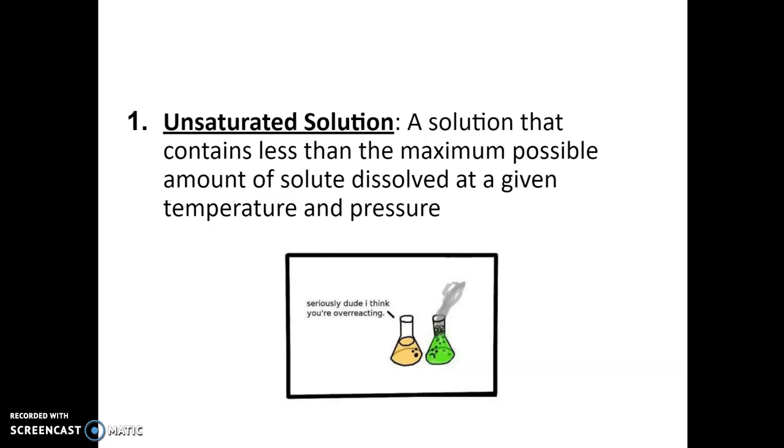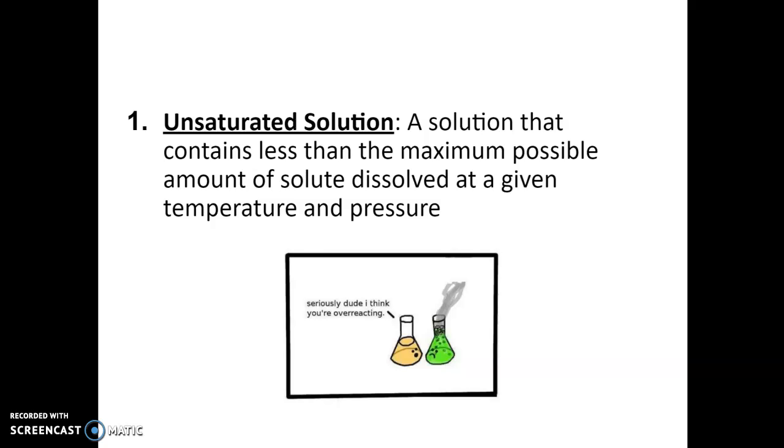So suspensions and colloids are not solutions. So let's talk about the types of solutions that we have. So the first type that we're going to talk about is an unsaturated solution. An unsaturated solution is any solution that contains less than the maximum possible amount of solute dissolved at any given temperature and pressure. What that means is if you pour lemonade into water and you make lemonade, that's a normal unsaturated solution.